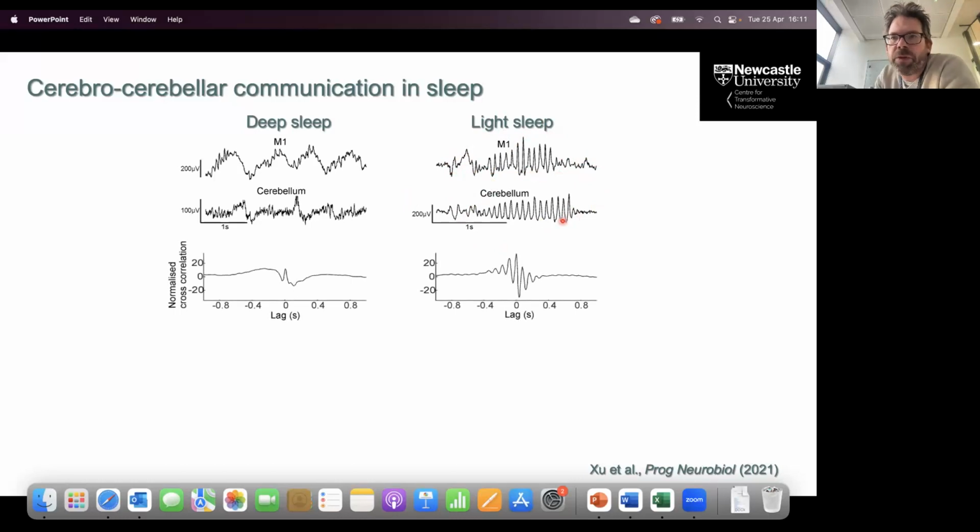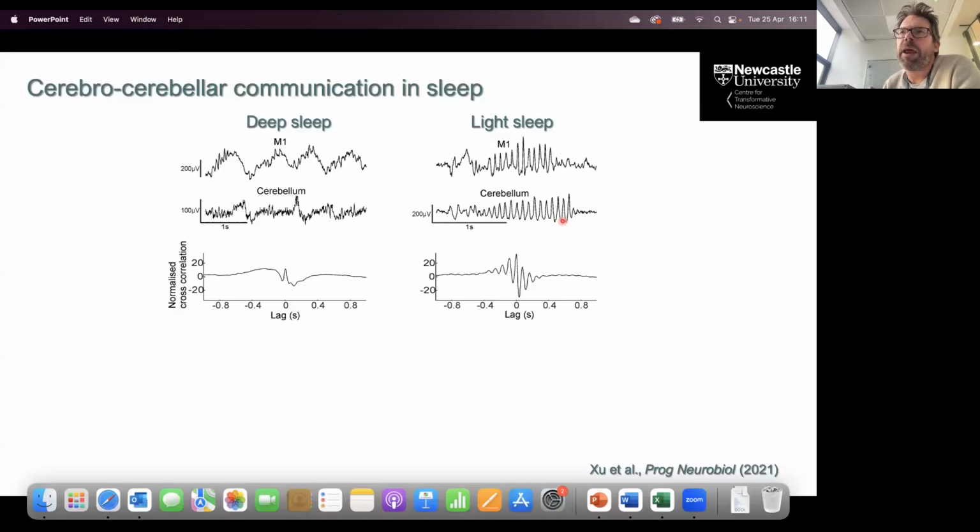And indeed, when we do cross-correlation between field potentials, and I should say the field potentials are locally referenced, so this is a locally referenced differential in M1 and a differential in the cerebellum, we see that both the slow delta oscillation frequencies are correlated, and also these higher frequency spindle oscillations seem to be correlated between the neocortex and the cerebellar cortex. So these oscillations are coupled.